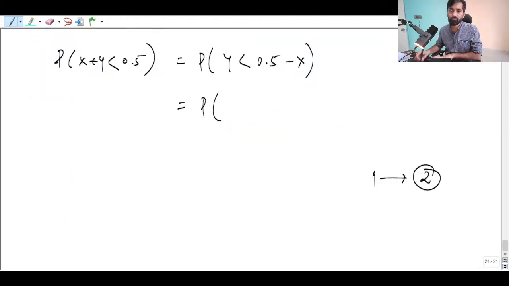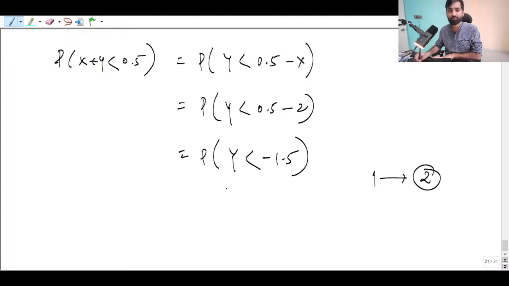So X is 2, right? So you can say that Y is less than 0.5 minus 2. So the probability of Y being less than minus 1.5, and this is nothing but phi of minus 1.5. And the answer for this question is that.